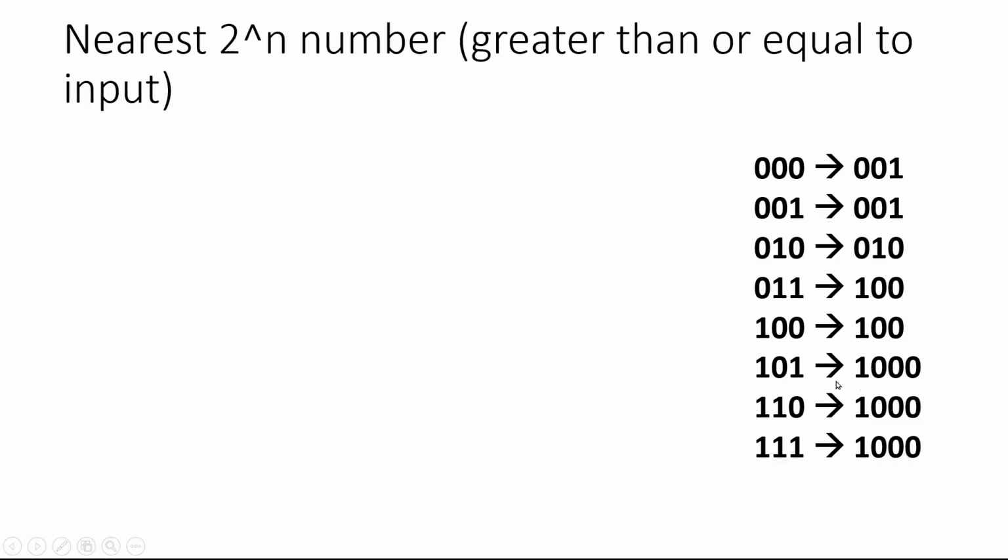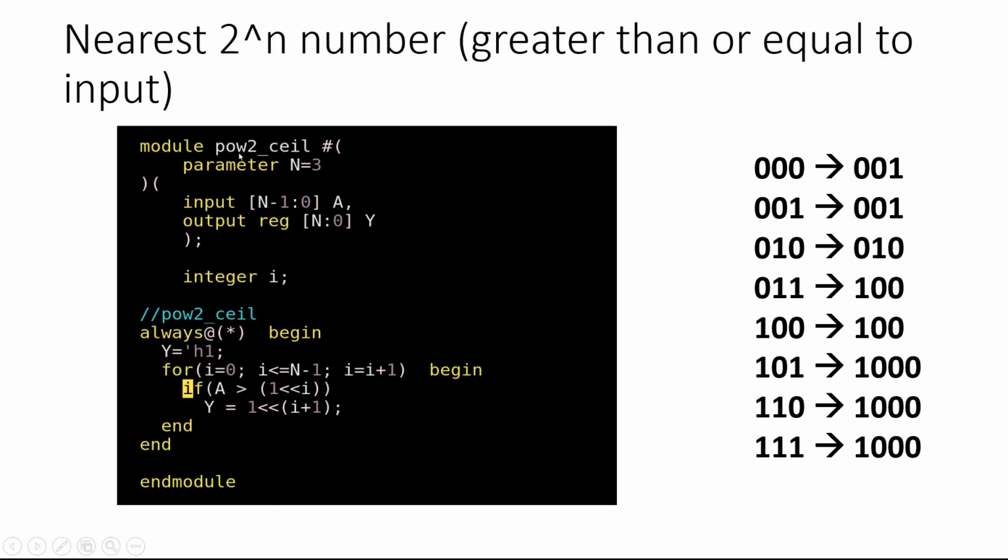Now let us see how its Verilog code will be. Here the module name is power2_Ceil, and I made this module parameterized and the parameter name is n. The value of n I am giving 3 by default because in the problem statement input was 3 bits wide. Input is [n-1:0], that means input is n bits wide and the input name is A. Output y is n plus 1 bits wide, [n:0].